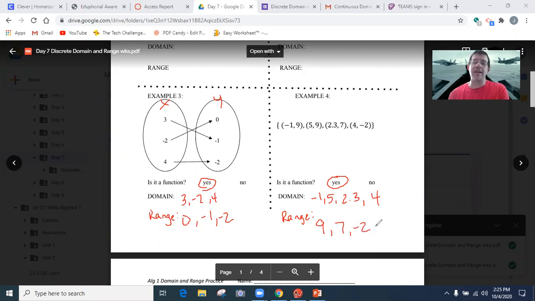All right, so that's the basic idea behind today: domain is your x's, range is your y's, and on anything that is on a graph, make sure that you're going to that axis. Okay, so if it's domain, make sure you're going to the x-axis. If it's range, make sure you're going to the y-axis.